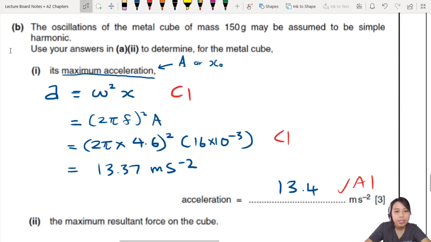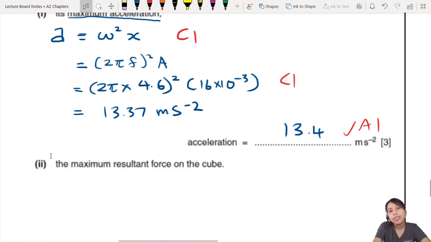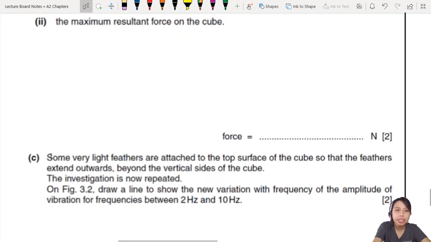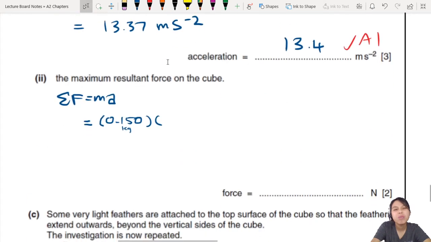Okay. Next, the maximum resultant force on the cube. Well, if you already calculate acceleration, then you can count the resultant force because you know the acceleration now. So, net force equals to, you can use a variation of Newton's second law to find the resultant force. So the mass is 150 grams, right? Yes, they give to us 150 grams times the acceleration that you found earlier. Wow, if before that is wrong, then you wrong here, your final answer, you will lose a mark. So let's use 13.4.